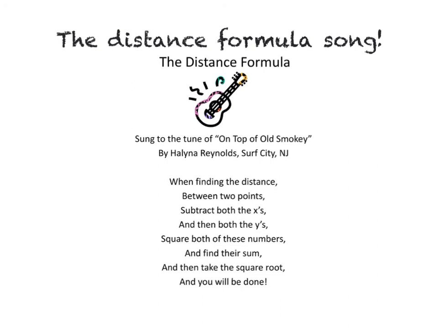So when finding the distance between 2 points, subtract both the x's and then both the y's. Square both these numbers and then find their sum. And then take the square root and you will be done.